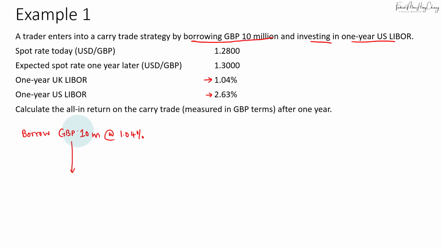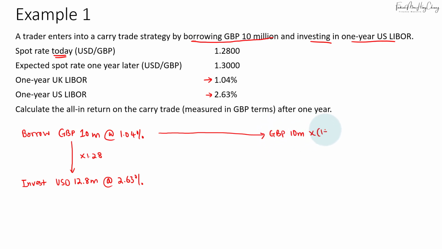When we convert pound to US dollars at the spot rate today, it's at 1.28. So when we multiply by 1.28, we'll get US dollar 12.8 million. So what we're going to do is invest this at the US LIBOR rate of 2.63%, and we're done. Now let's fast forward to 1 year later. Your borrowing in pounds will now be worth 10 million multiplied by 1 plus the borrowing rate of 0.0104. So that's 10.104 million pounds. So that's your borrowing amount.